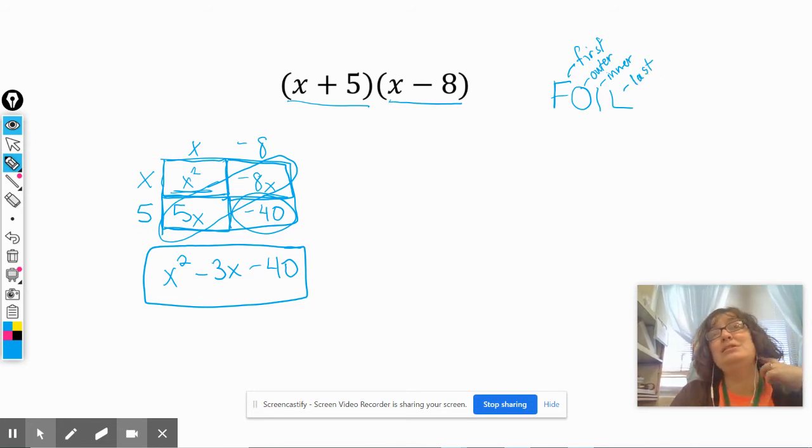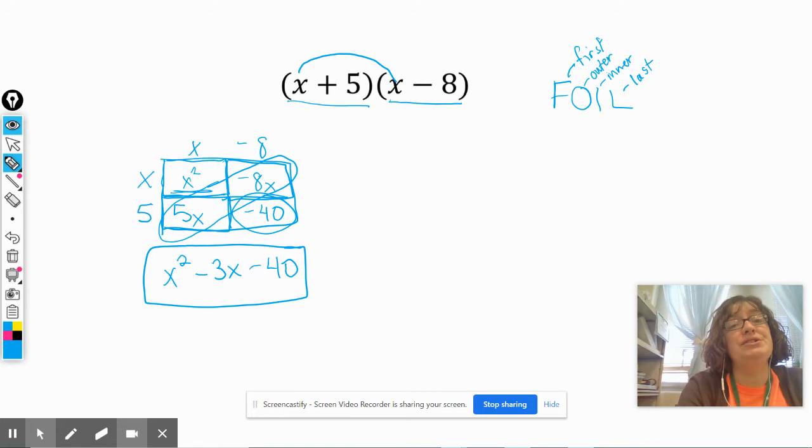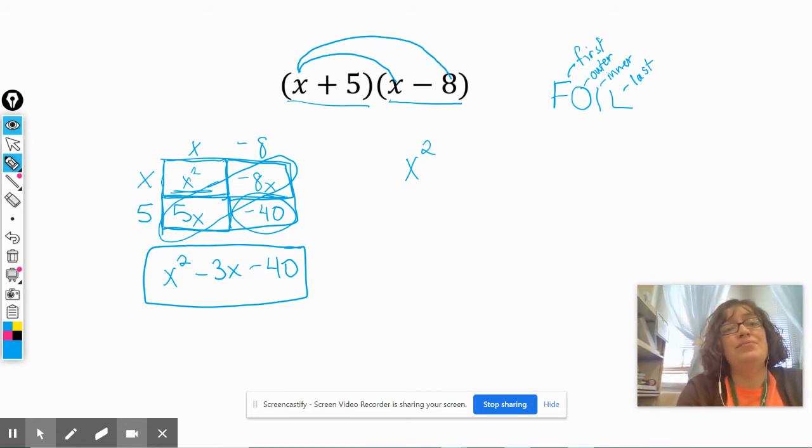And so what this means is we're going to distribute in this order. First, we're going to take the first times the first, so x times x. x times x would give me x squared. Then O says to do the outer term, so outer would be x times the negative 8. So x times negative 8 is negative 8x. Do you see how we've distributed the first x to each term in the second binomial?